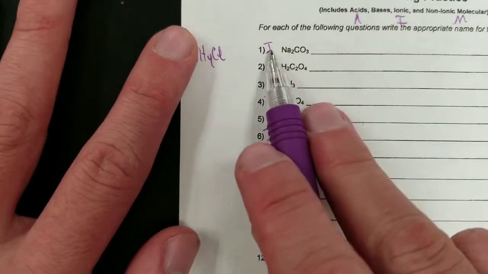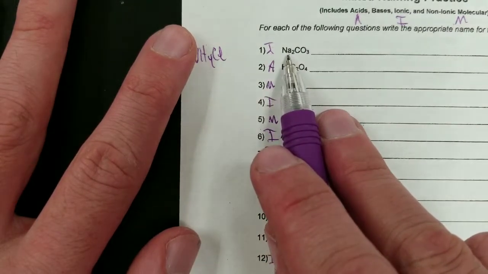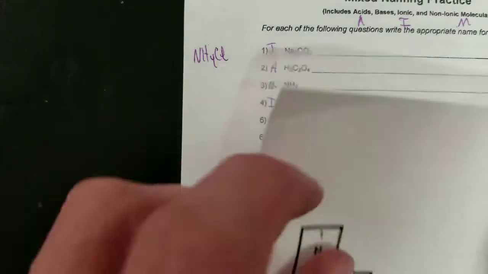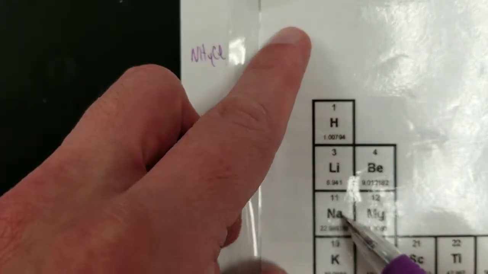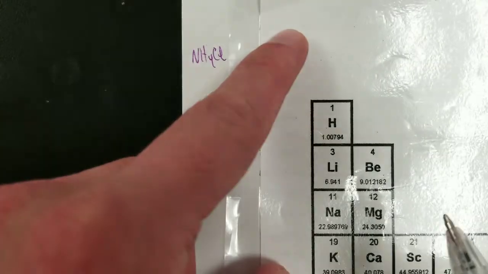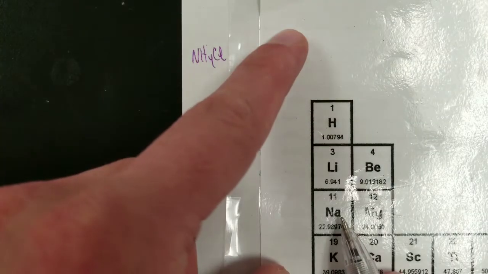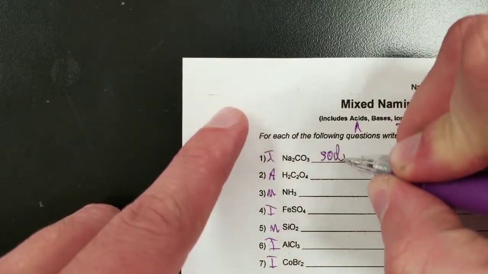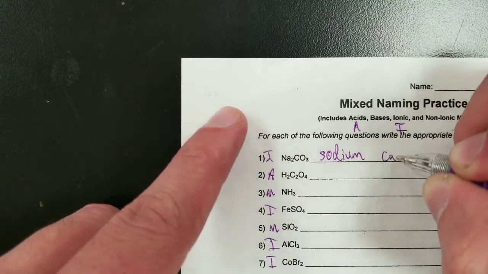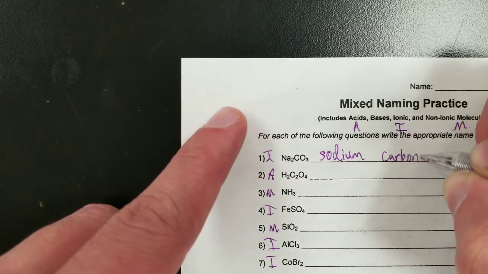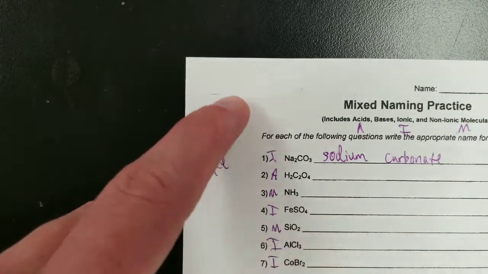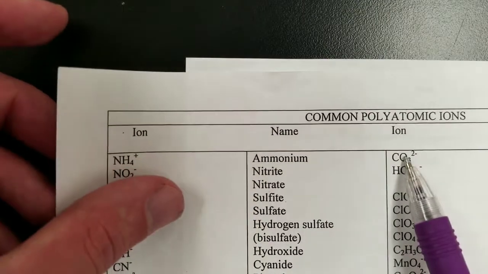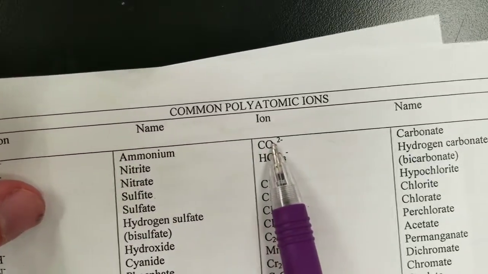Let's use the ionic rules, which means, okay, sodium is a group 1 element, where we know it's a +1. Because it's a +1, we don't need a Roman numeral. Sodium carbonate. How did I know to call it carbonate? Because I see this CO3 and I find CO3 right there. It is carbonate.